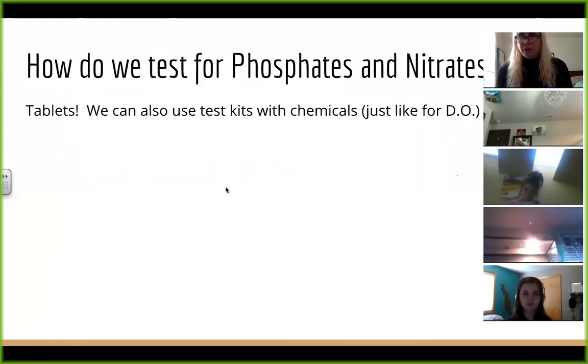So how do we test for them? It's going to be the same way. We're going to use a tablet. It's going to be the same thing. There's going to be different colors, and we're actually going to be able to tell how much is in the water. Now for these, we want less of them, right? Ideally, we want 0, but if we have a tiny amount, that'll be okay. If we see high amounts, that's where we're going to be like, uh-oh, this isn't good.